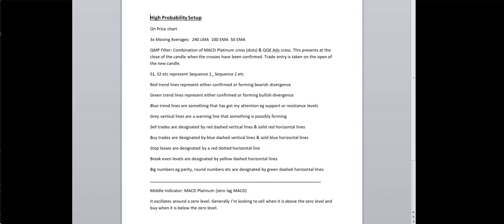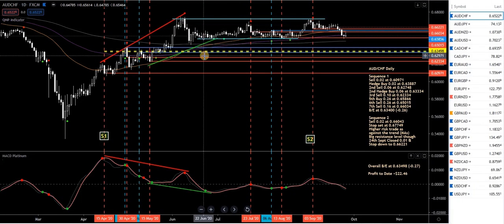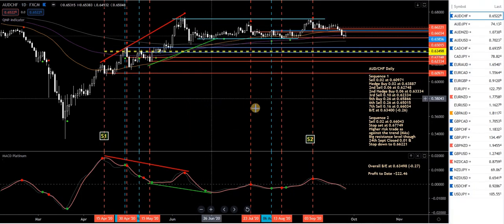So we'll go to my TradingView. This is where I'm doing all my analysis these days. Just makes it easier for me.